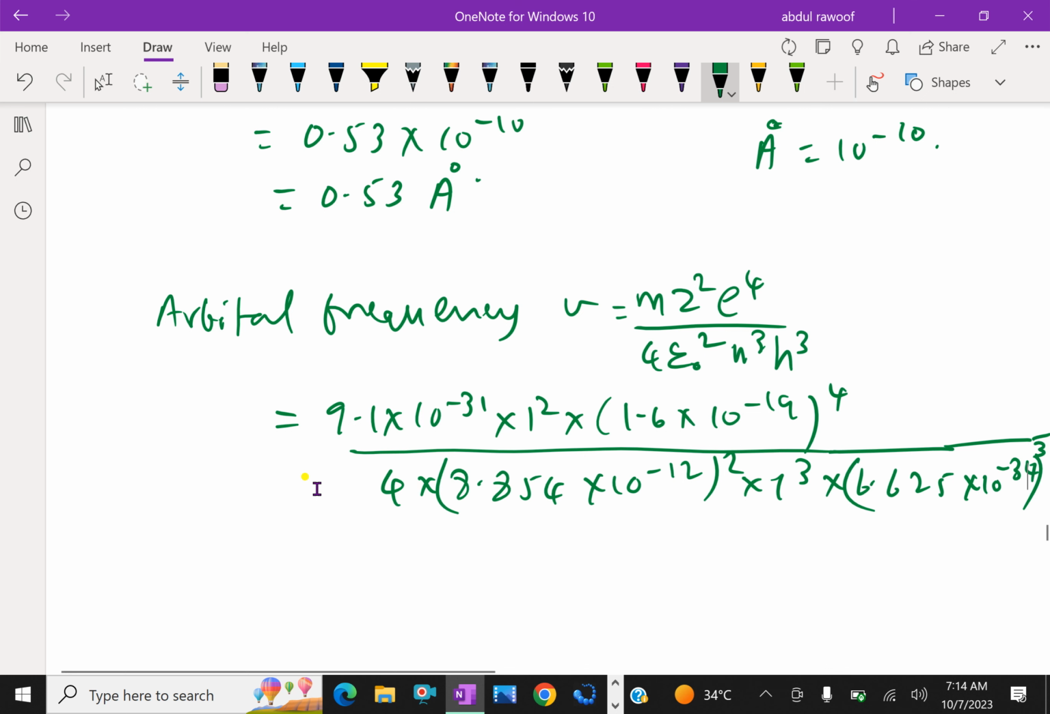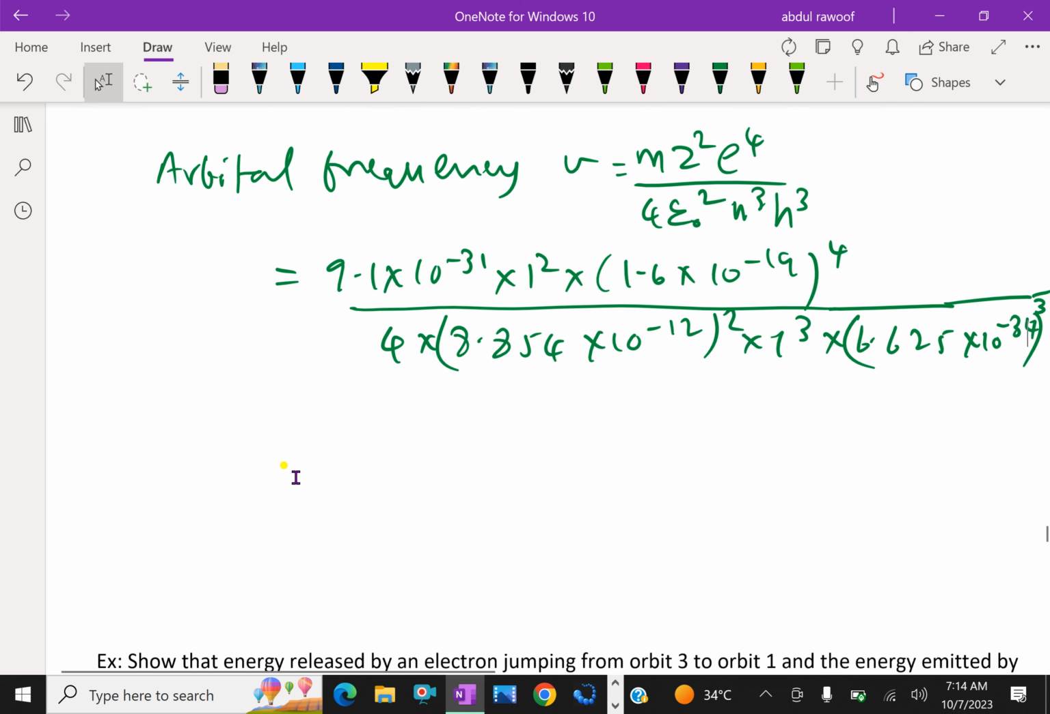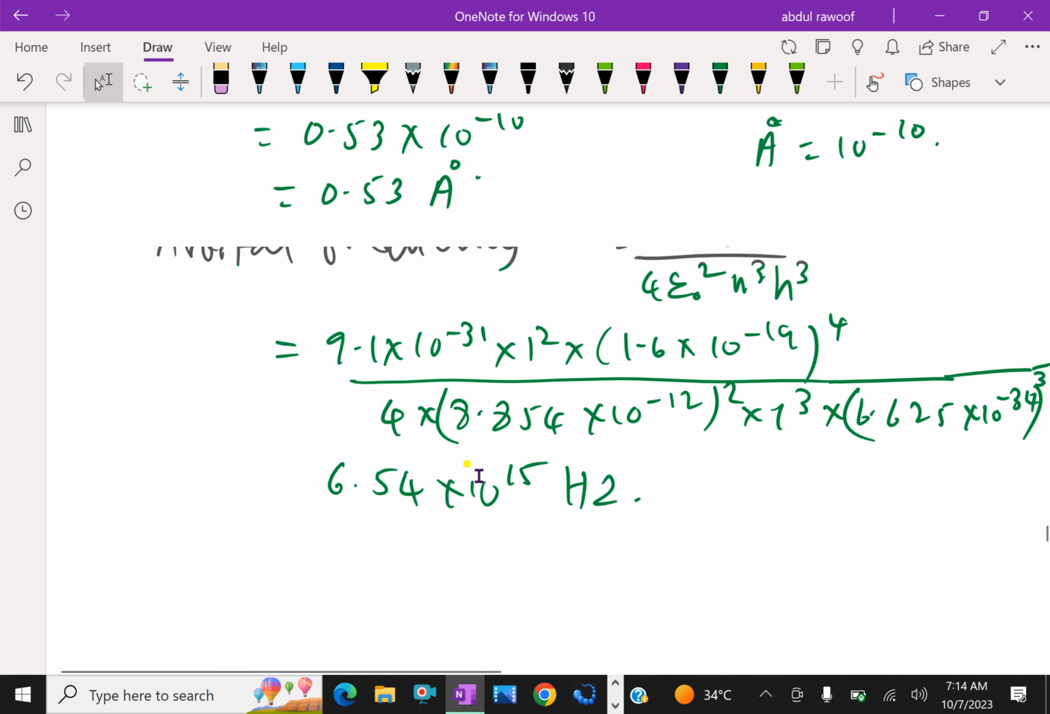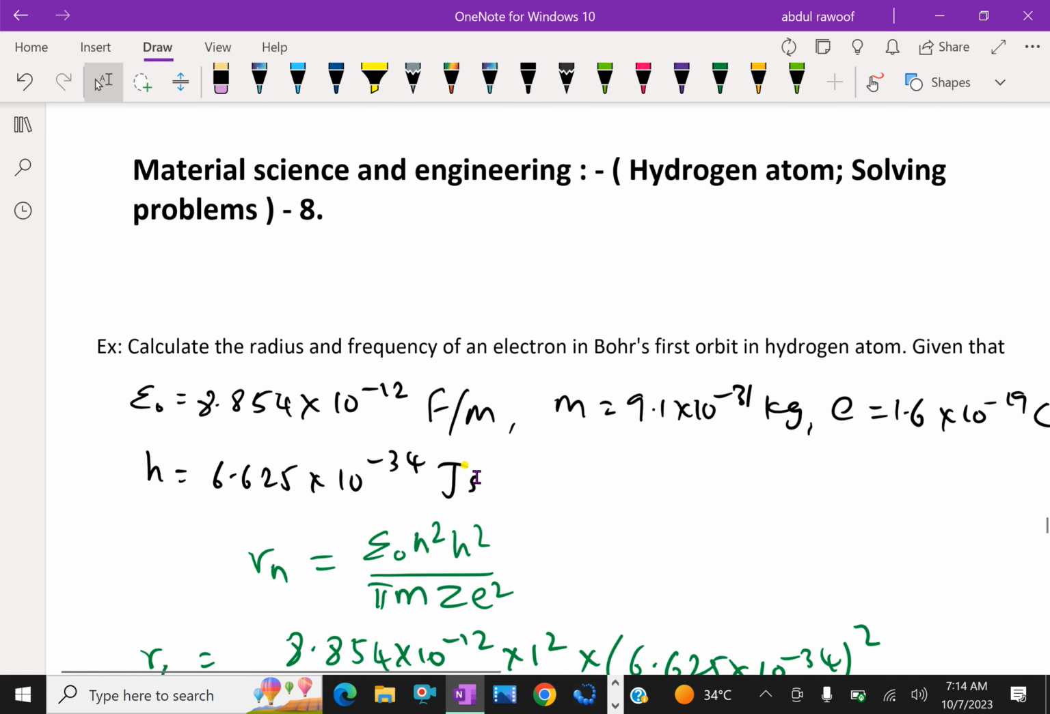Now by simplification we get this as 6.54 into 10 to the power of 15 hertz, the orbital frequency of a hydrogen atom, that is, the orbital frequency of an electron.